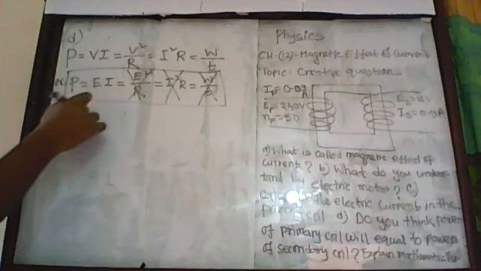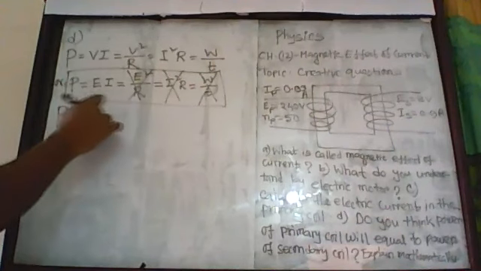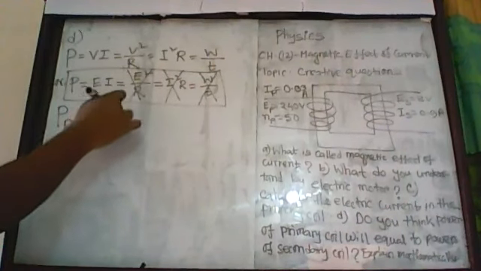Now I'm going to find out the electric power for the case of the primary coil. Here, the first P stands for electric power, and the subscript P stands for the primary coil. Now P_P will equal E_P times I_P.